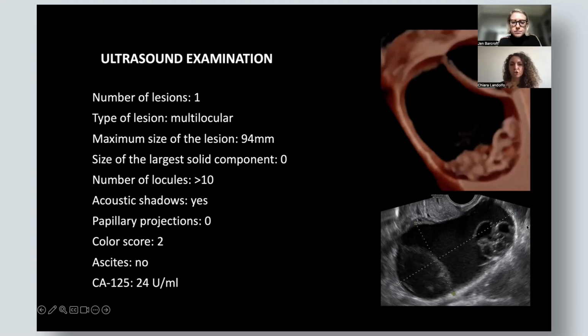This is quite a large lesion, measuring 94 millimeters. We said that there are no solid components, so the size of the largest solid component is 0. There were more than 10 locules. There were acoustic shadows, no papillary projections. There was a color score of 2, which means minimal vascularization, just because there was some septal vascularization around the cyst wall and the septations. There was no ascites, and we knew the value of CA125, which was 24 kilounits per liter.